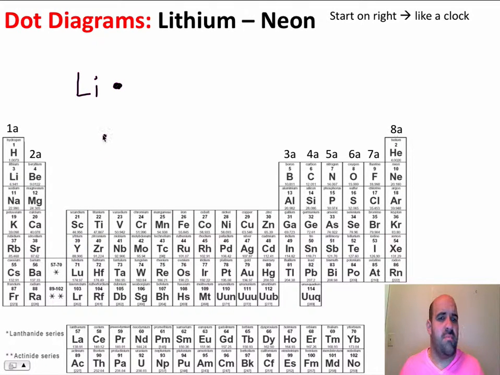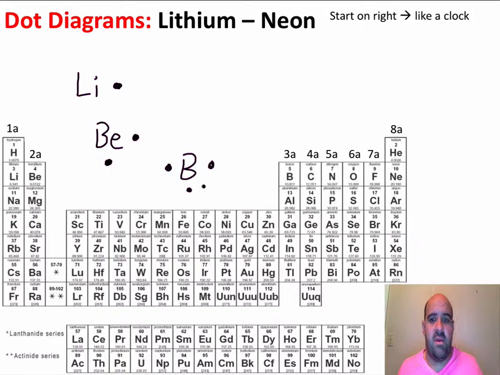Now if I go to beryllium, beryllium has two valence electrons. So I'm going to draw one dot here. I'm going to move like a clock. We're going to do a four corners kind of thing. Beryllium. Now I'm going to go to boron. Boron has three valence electrons. So 1, 2, 3.